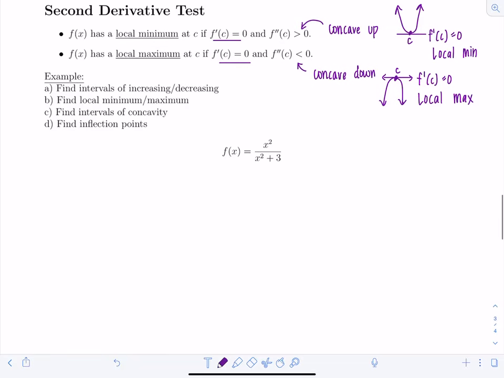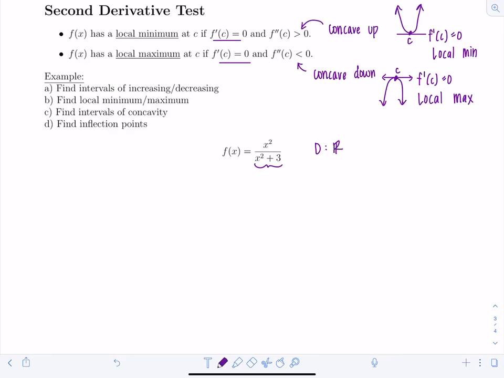Find the intervals of increasing, decreasing. Find the local mins and maxes. Find the intervals of concavity, and find the inflection points. Before we proceed, it's really important to identify the domain of your function because you can't have a min or a max or an inflection point or anything like that at values that are outside of the domain. So if we notice here, f of x is a rational function, but there are no restrictions because the denominator is never going to be 0. So the domain for f of x is all real numbers. That'll make things a little bit easier.